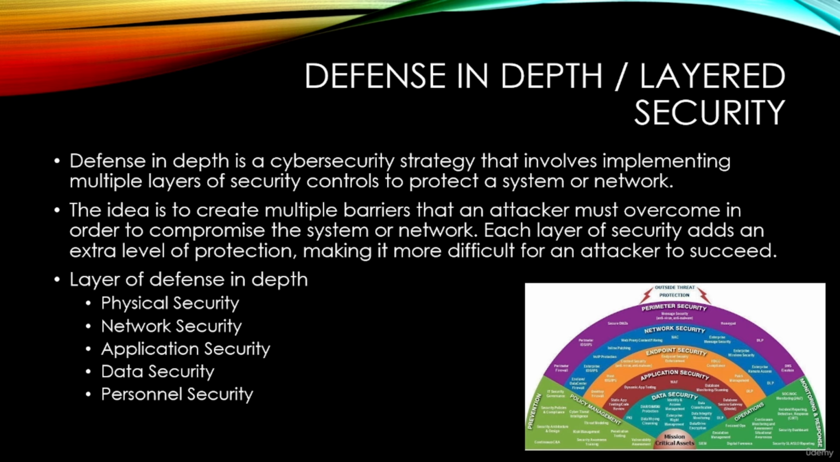Physical security could include measures such as security cameras, access control systems, and security guards to prevent unauthorized physical access to the facility. The second layer is network security. These include firewalls, intrusion detection and prevention systems, and other security controls related to preventing unauthorized access to the network. The third layer is application security, and these include measures that secure the software applications.